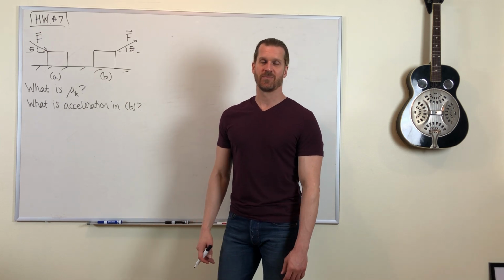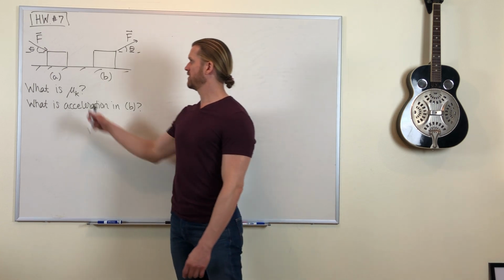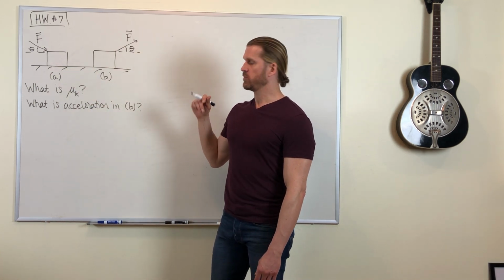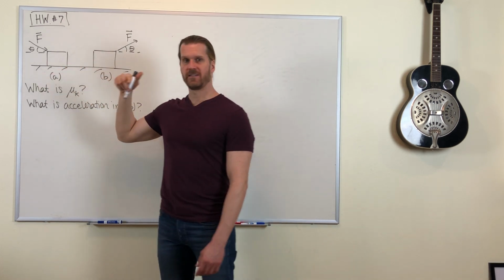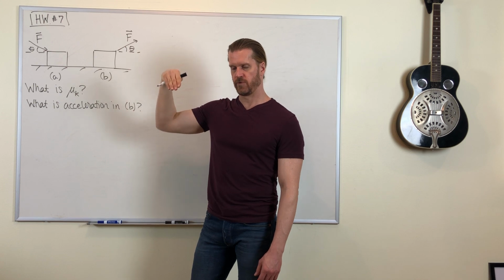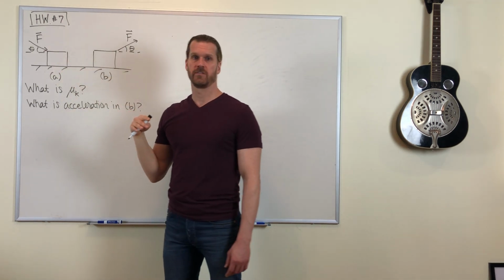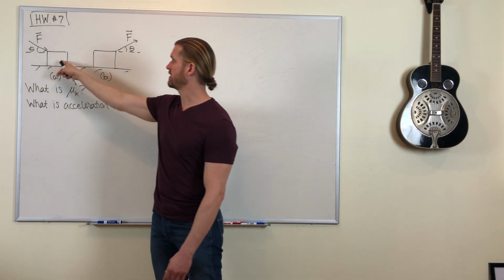Okay, Kathy asked about homework problem number 7. In this problem, we have a box that we're pushing across the floor, but we push it 2 different ways. In situation A, we're pushing with a bit of a downward angle, and the box ends up moving at a constant speed when we push it like this.